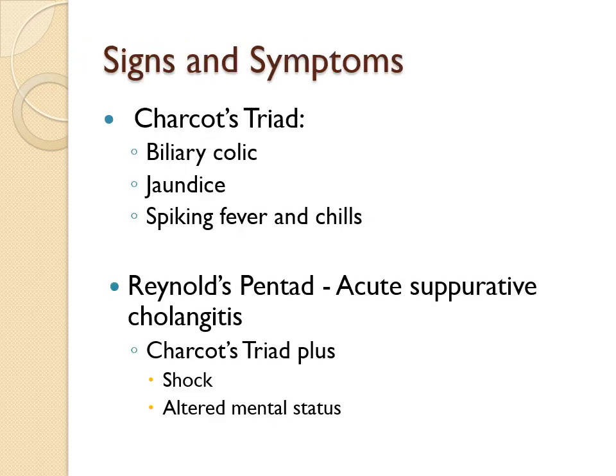So what are the signs and symptoms of cholangitis? So we have the classic Charcot's Triad. So this is made up of your biliary colic, jaundice, and spiking fever. Now take note, for it to be considered Charcot's Triad of cholangitis, it should follow this sequence. So it should start with biliary colic when the choledocholithiasis would obstruct the biliary tree. Therefore, there will be an increase in pressure in the bile ducts. Then this will be followed by jaundice because of the obstruction, and this will be followed by fever, with secondary bacterial infection.